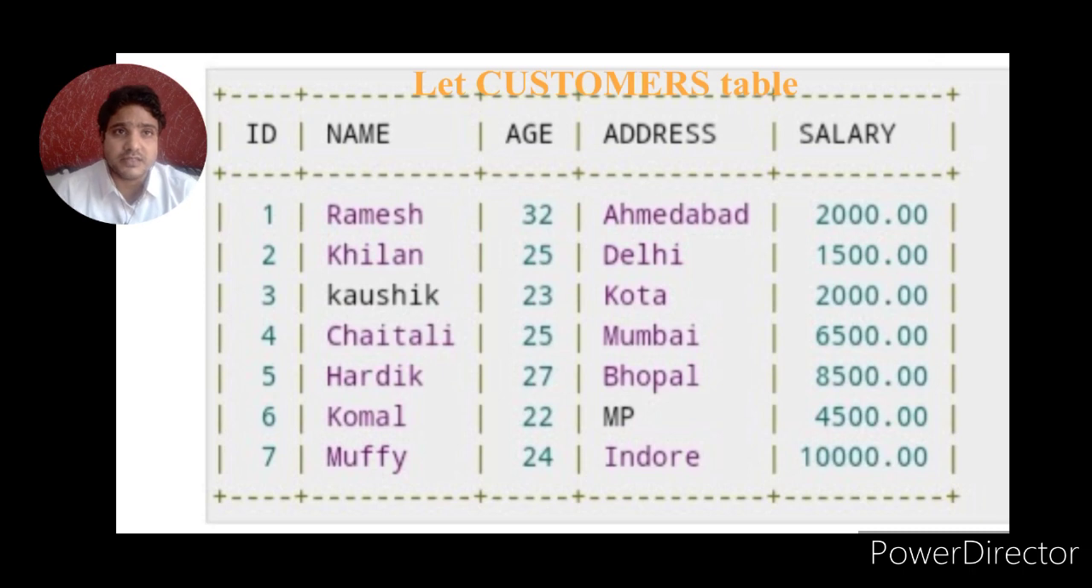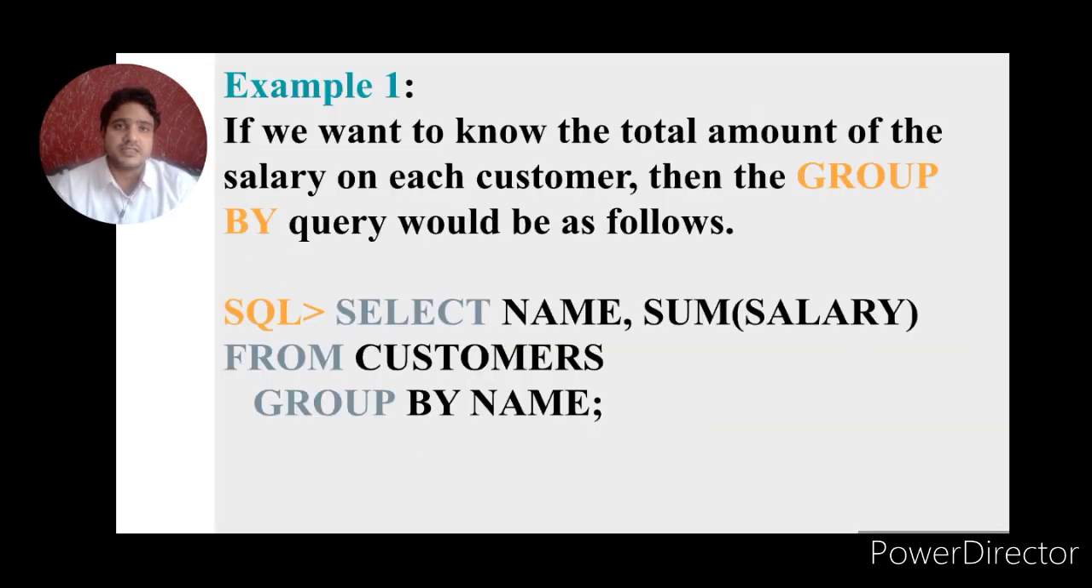Here let's take the customer table. All attributes contain atomic values. It means there are 7 groups in each attribute, and nothing has the same value here. This is the table.